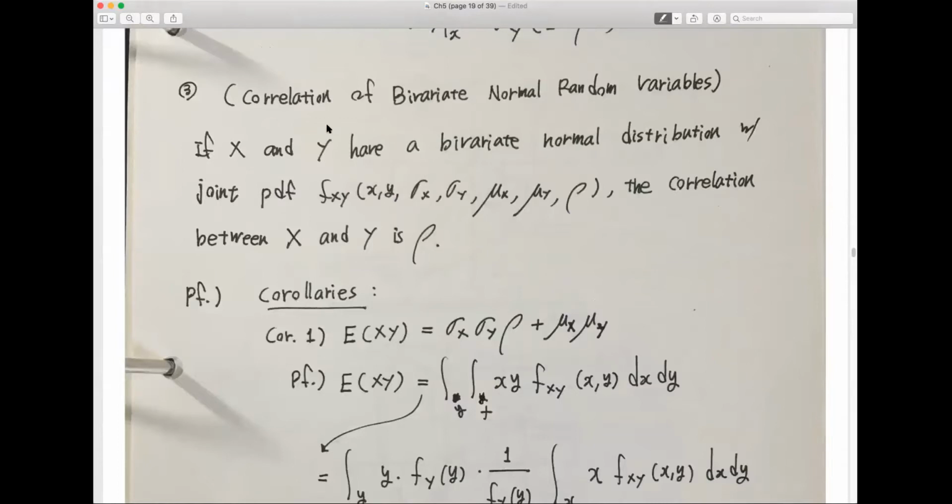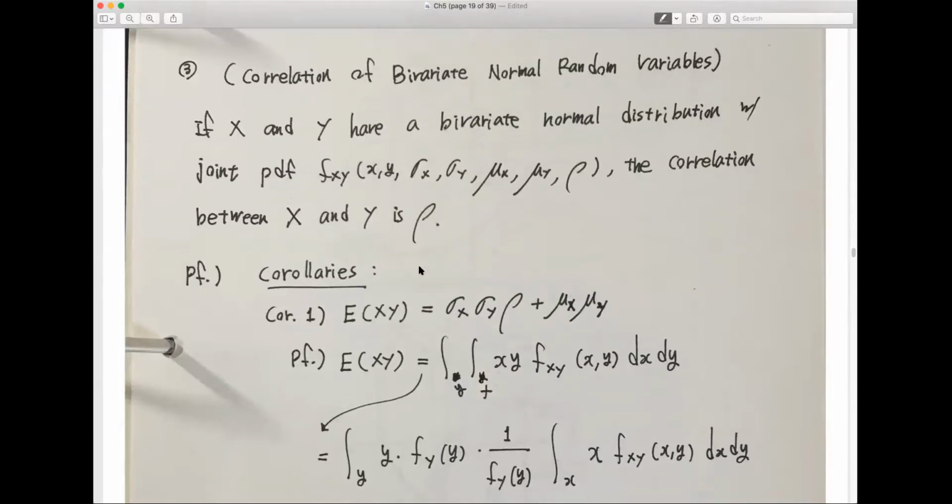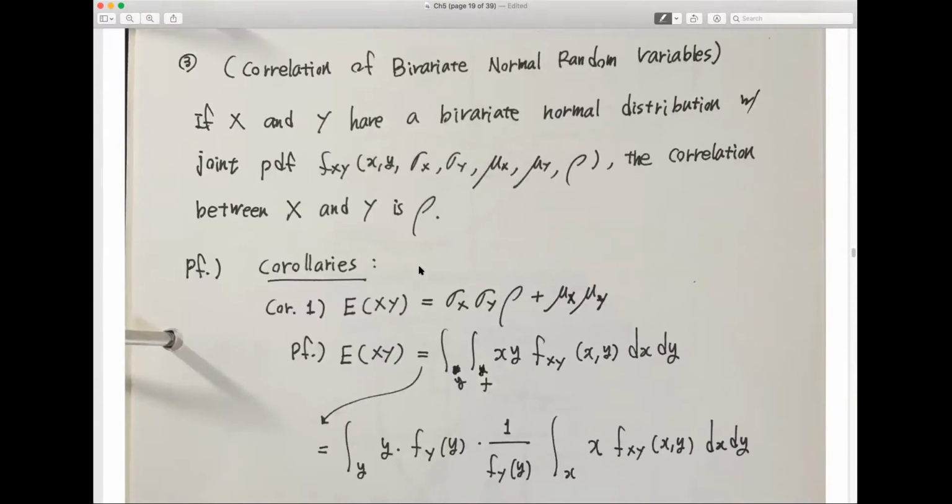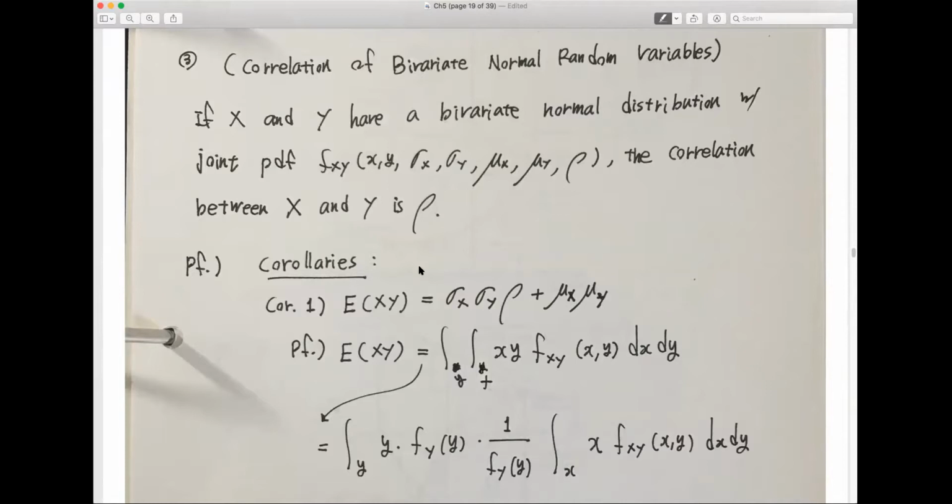So now here, correlation of bivariate normal random variables. If X and Y have a bivariate normal distribution with a joint PDF, the correlation between X and Y is rho. Let me prove this. As you can see, I'm going to use that corollary. So E of XY equals sigma x sigma y times rho plus mu x mu y.